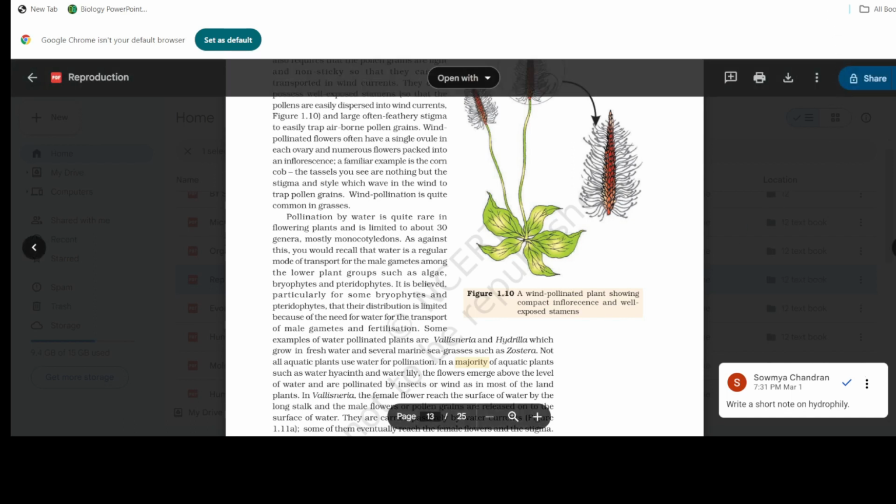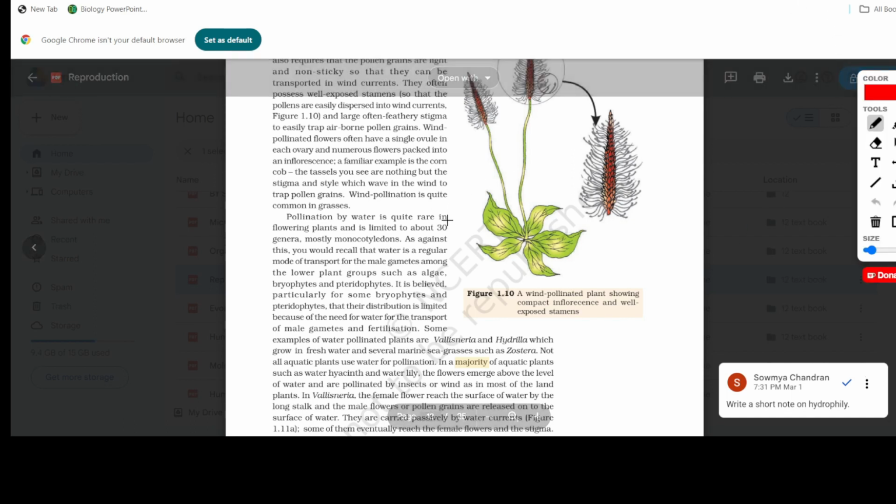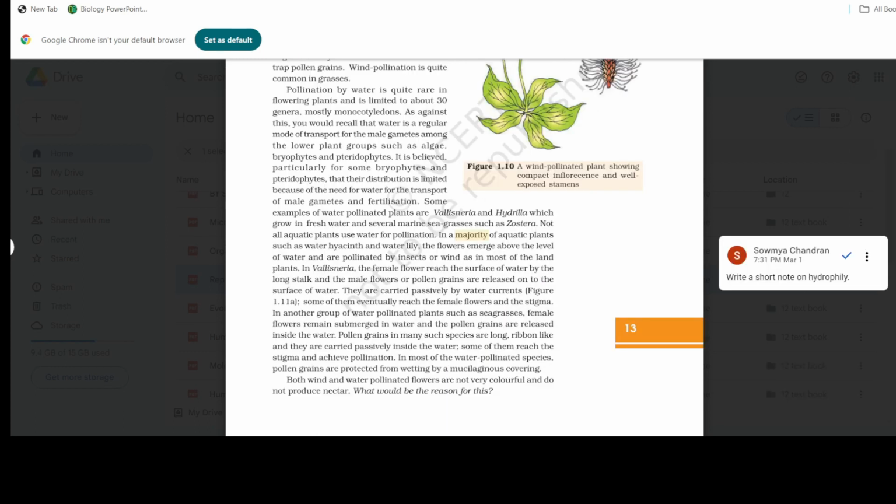Clear, children? So hydrophily, you have to write here. Write a short note on hydrophily. You have to write what it is. Pollination by water is hydrophily. That happens mostly in monocotyledons. Here, water is a regular mode of transport for male gametes among the lower plants. In Vallisneria, the female flower reaches the surface of water by a long stalk, and the male flowers or pollen grains are released onto the surface of the water. They are carried by water current. So you can write about Vallisneria. Then you can write about this one.